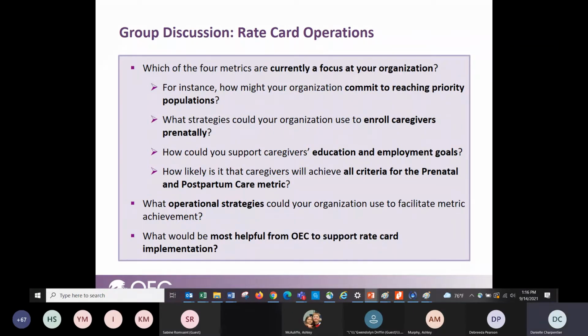Okay, so seeing some helpful comments here. Maybe if we also just move to the last two questions. Again, most broadly, I'm curious if there are any operational strategies that your organization is thinking of across any of the four metrics. And then as you move towards some of those shifts, what might be helpful from OEC in supporting implementation? I know these are very broad questions, but I'm curious if there are any general thoughts that you want to drop into the chat.